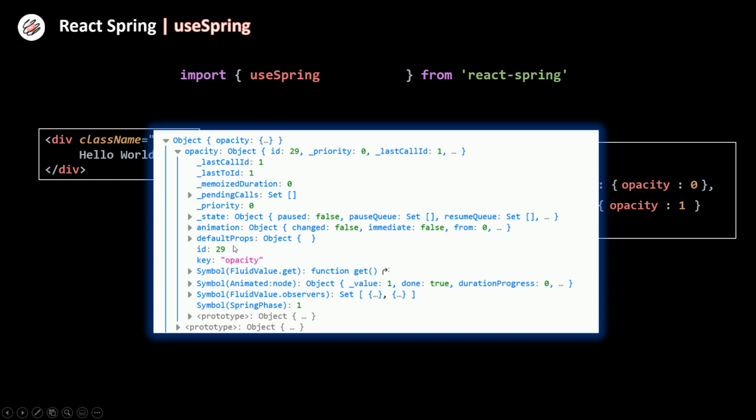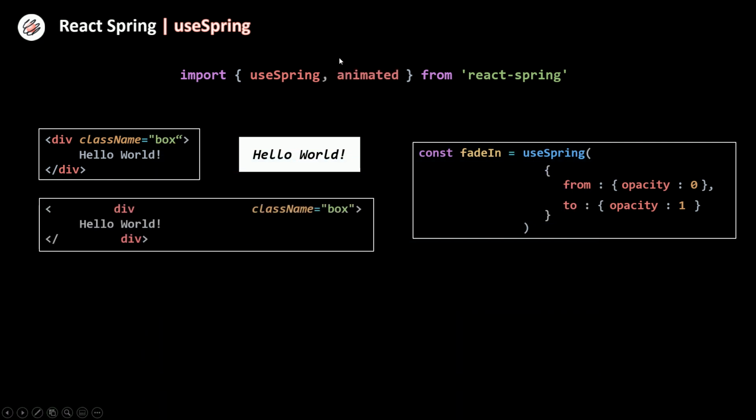To use these properties, you need to bring in the animated component from React Spring. This animated component will know exactly what to do and handle the animations using what useSpring returns. So to apply this animation to your div, you need to use animated.div. If it was a span, it's going to be animated.span, etc. Now I'm going to use the style prop and pass in fadeIn, and this will make our box fade in when mounted.